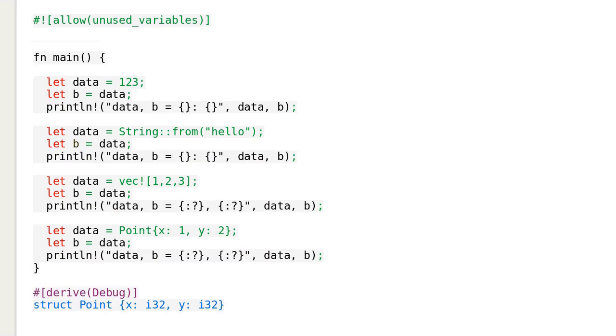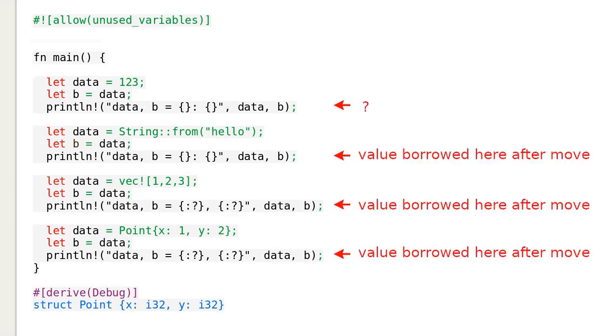How about using println instead of assignment? We need this for formatted print. This time, we have the compile error. Value borrowed here after move.